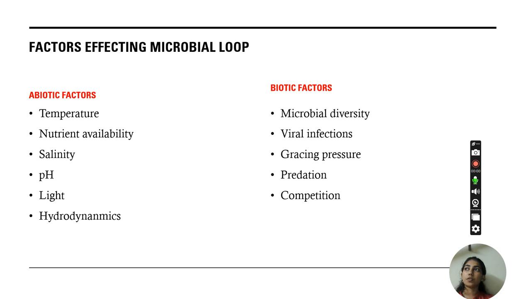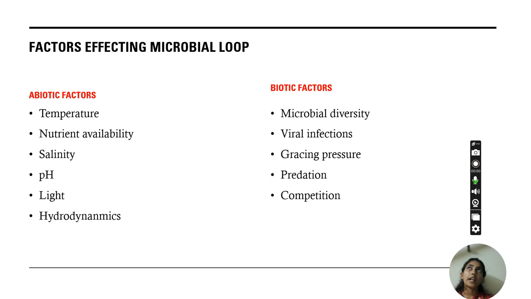This water current also plays a major role in the microbial loop, because displacement of microorganisms occurs when the hydrocurrents or water currents occur. So next is biotic factors. Microbial diversity. There are different kinds of microorganisms living in an environment, so microbial diversity also affects the microbial loop.